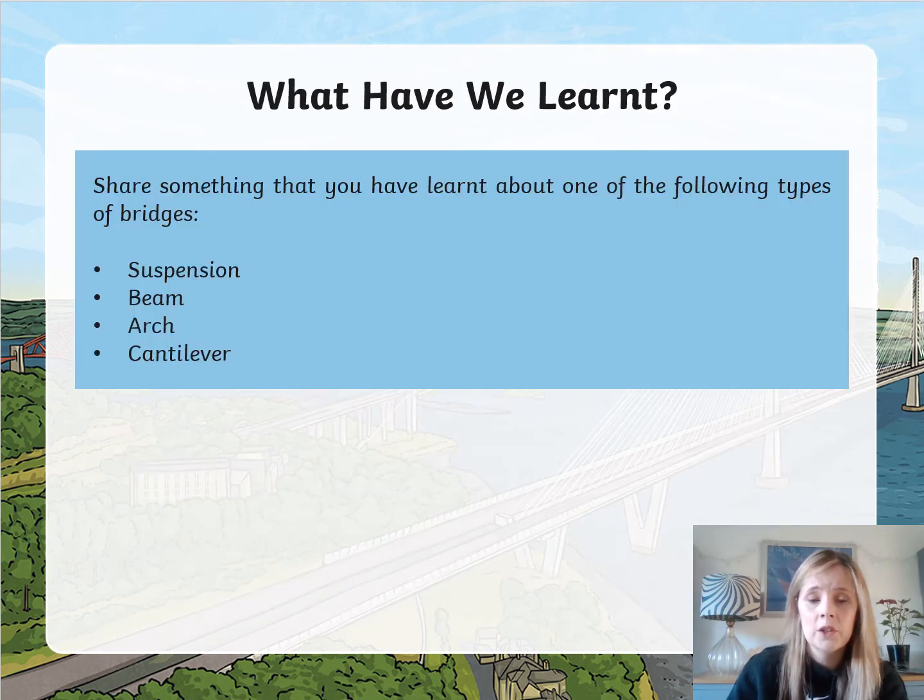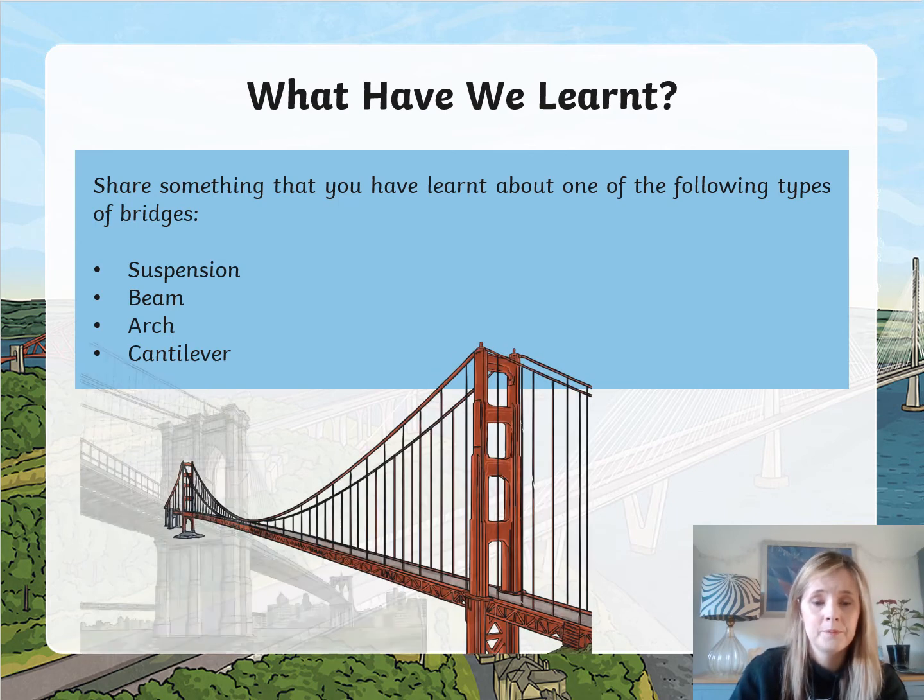So what have we learnt? Well, we've learnt that there are different types of bridges. One called a suspension, one called a beam, one called an arc, and another called a cantilever.